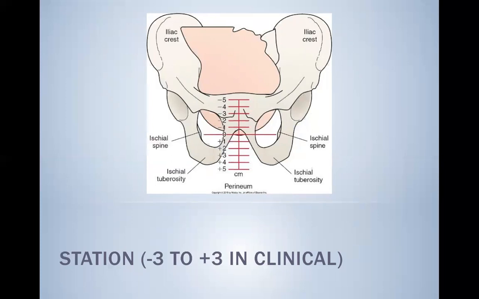So if the baby is above the ischial spines, then their station is going to be in the negative. If they are below the ischial spines, then the station is going to be positive. And station is always important for when we start pushing with a patient. Typically speaking, first-time moms, we want that kiddo to be at least a +2 before we start pushing.